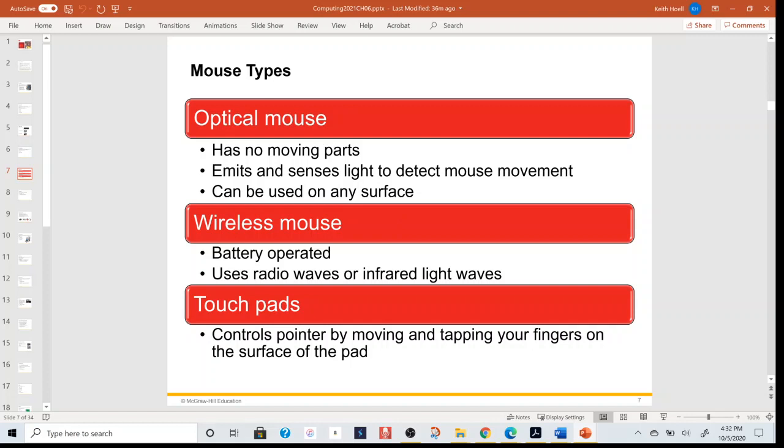Something that you have on a laptop is a touchpad, which kind of serves like a mouse. I'm moving my touchpad right now. I'm moving this around using my finger on my touchpad.